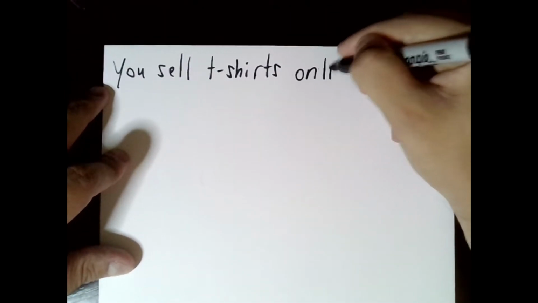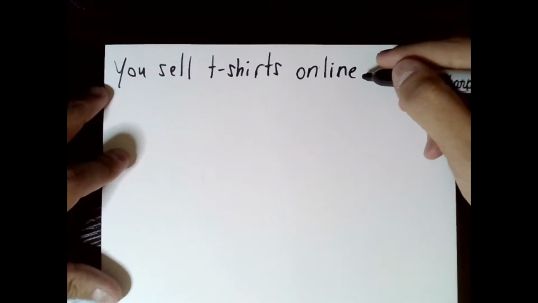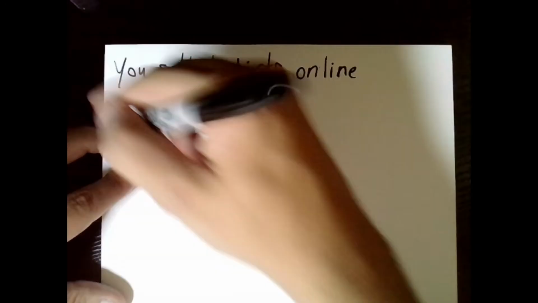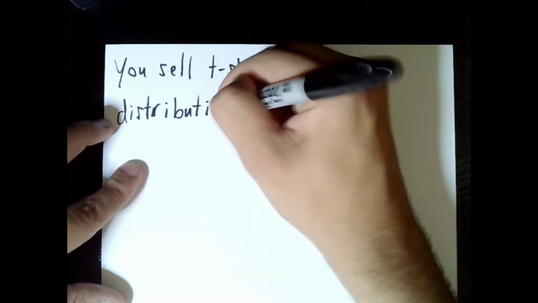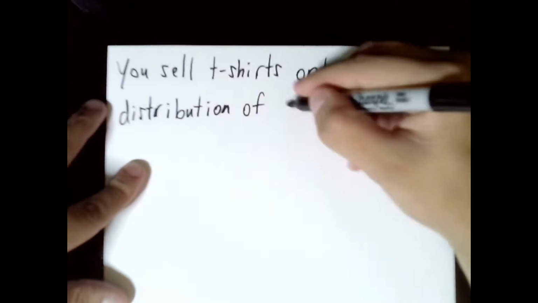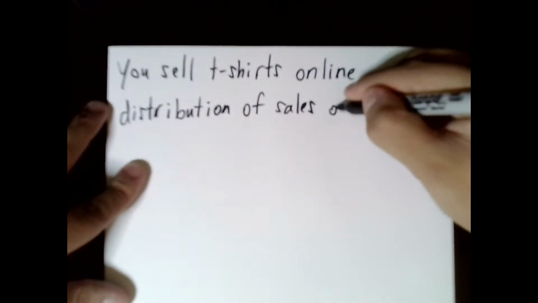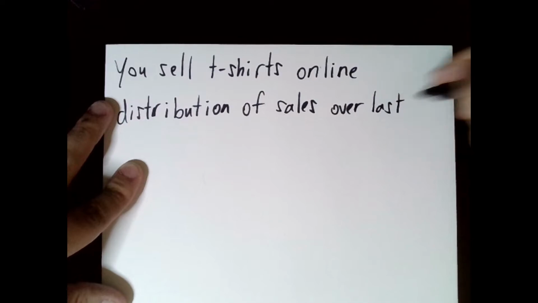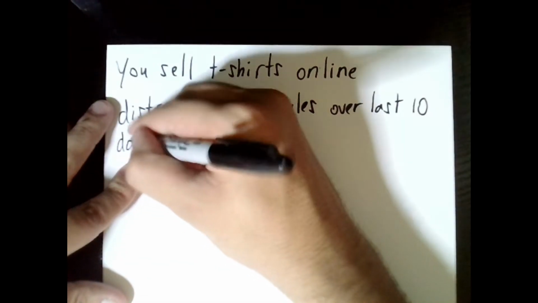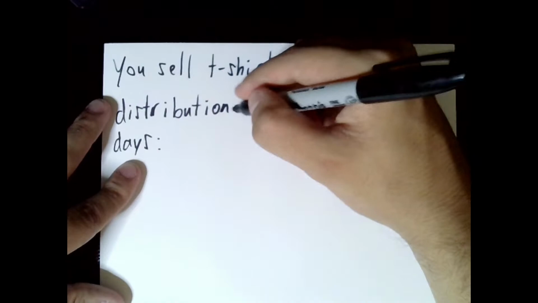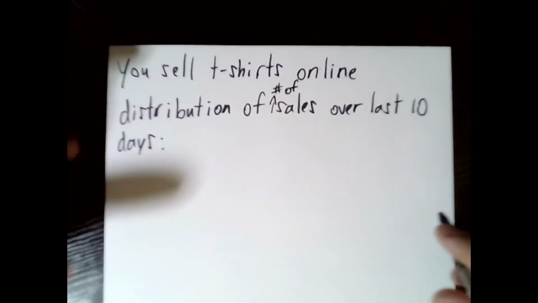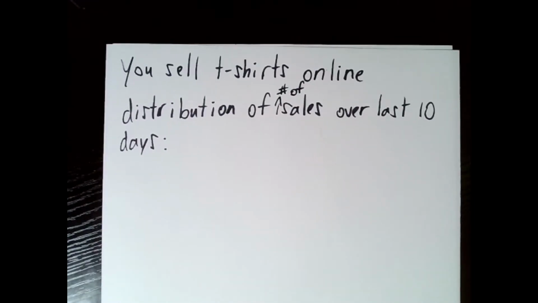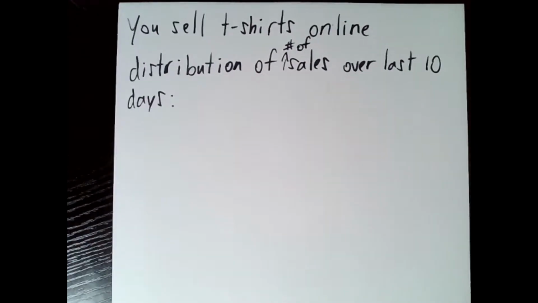You have your own company that sells t-shirts online. So here's the distribution of sales over the last 10 days. And by sales, I mean the distribution of the number of sales. I'm going to give you a distribution of the number of sales you made, and I think you can already kind of see where this is going, how I'm going to apply multiplication here.